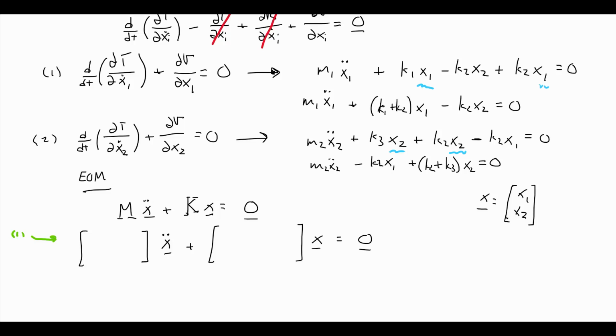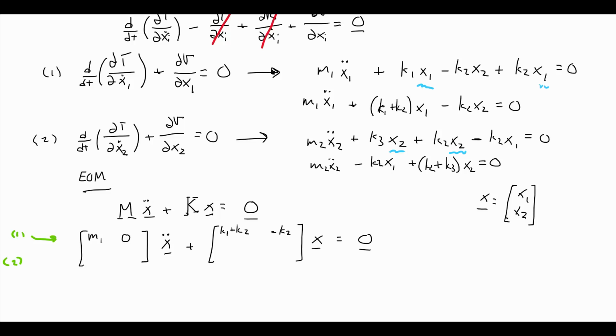So equation 1, I have an m1 times an x1 double dot plus, now it's not written here, but 0. I have to explicitly write in the matrix that this first equation has 0 times x2 double dot. Right, that's accounted for. Now I get to my stiffness matrix. What's my coefficient in front of x1? It goes in this cell, k1 plus k2. And then my coefficient in front of x2, negative k2. And then the right-hand side is 0. So I'm done with the first row of this matrix equation.